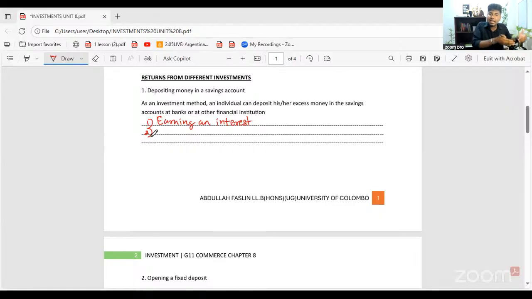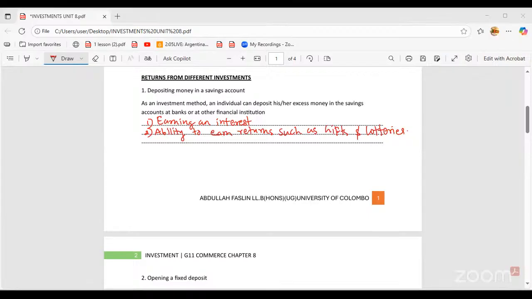Rather than keeping that money, if you put it into a bank account, from the bank you can even get gifts and lottery items like that. Therefore, the ability to earn returns, such as gifts and lotteries. So write down these two. Then we can go into the fixed deposit.